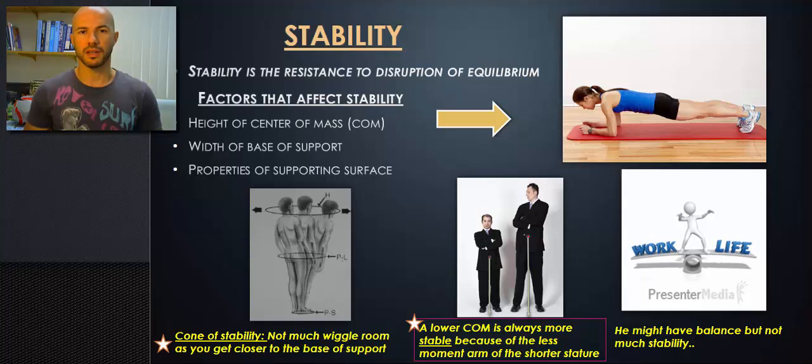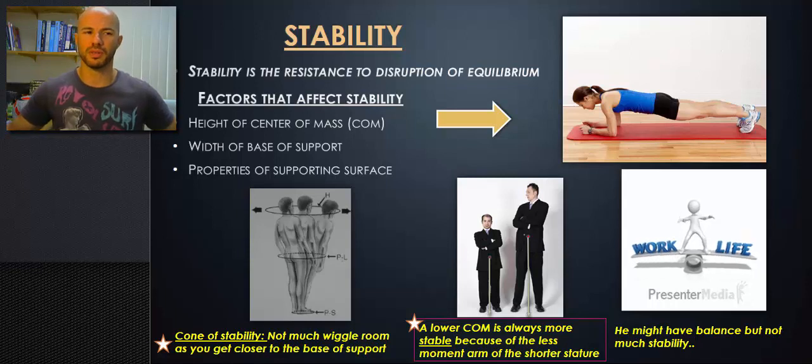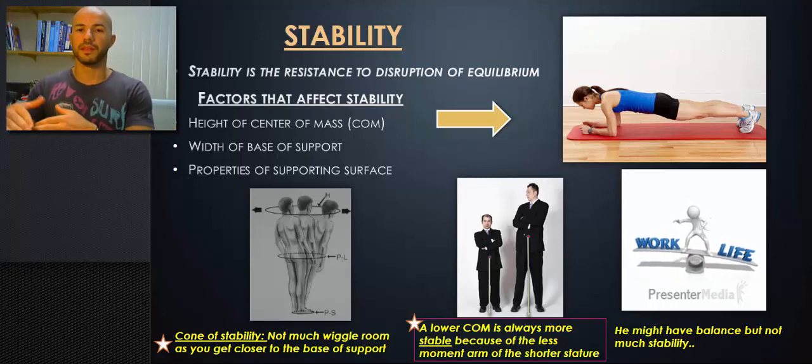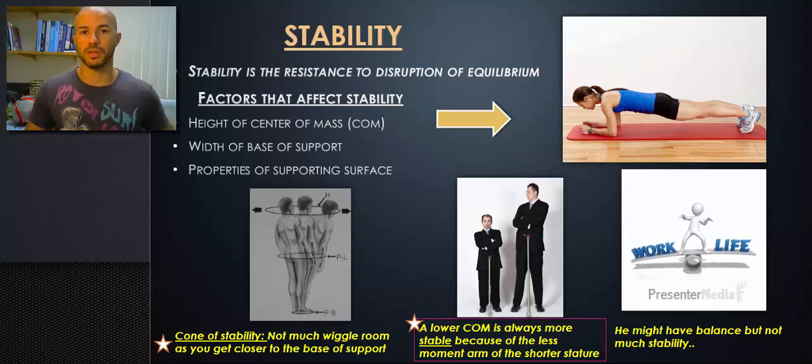And the last factor that affects stability is obviously the contact surface. If it's ice, even with a wider base of support, you might have less stability. If it's something like a Bosu ball, something that is moving, not rigid, or rocky surfaces and so on, the stability will change with the supporting surface. If it's something not solid, something that doesn't have friction, you will have less stability, obviously.